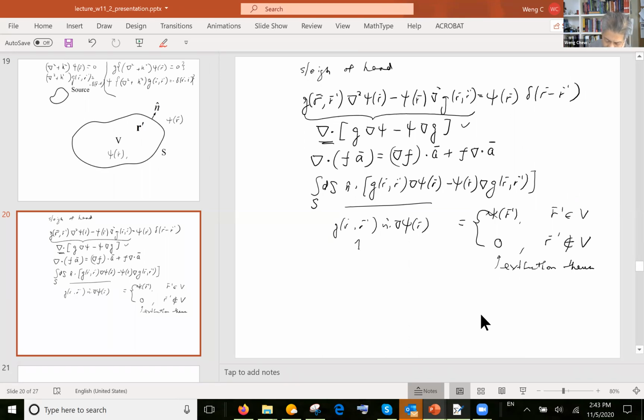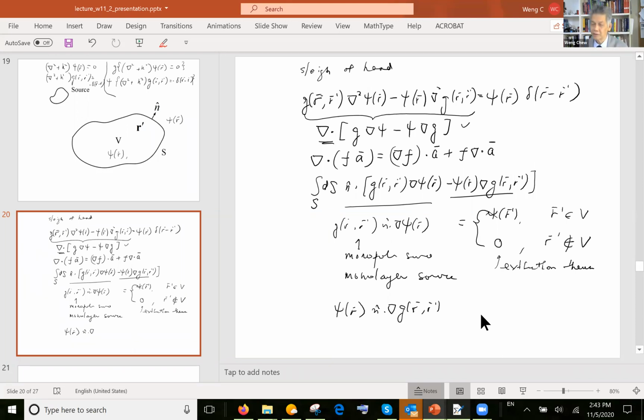This is called a monopole source. In acoustics, it would be called a monopole source because the Green's function is for an isotropic source, and sometimes called a monolayer source. The second one is something that looks like psi of r n dot gradient of g r prime. Do you remember what the gradient of a Green's function is? The gradient of a Green's function gives you a dipole. But if you take it in the normal direction, it gives you dipoles that are normal to the surface S. So the second term corresponds to a dipole layer source.